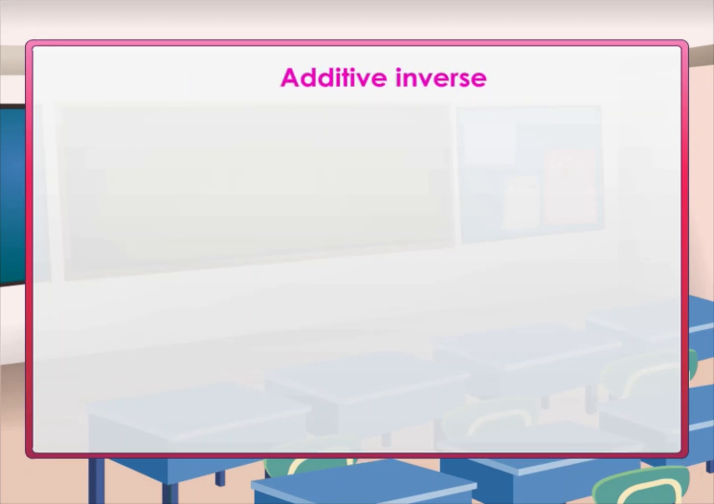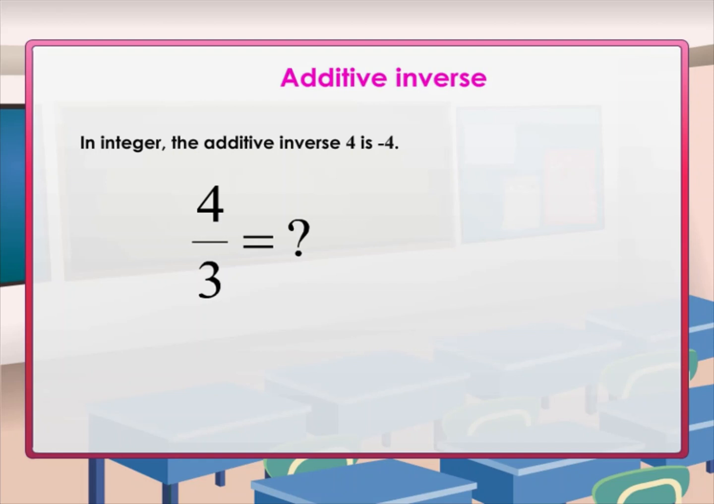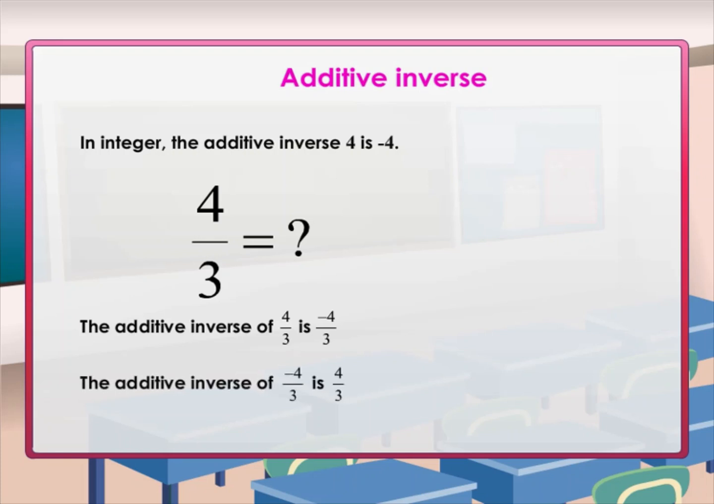Additive inverse. In integers, the additive inverse of 4 is minus 4. What would be the additive inverse of 4 by 3? Yes, in rational numbers, the additive inverse of 4 by 3 is minus 4 by 3. And the additive inverse of minus 4 by 3 is 4 by 3.